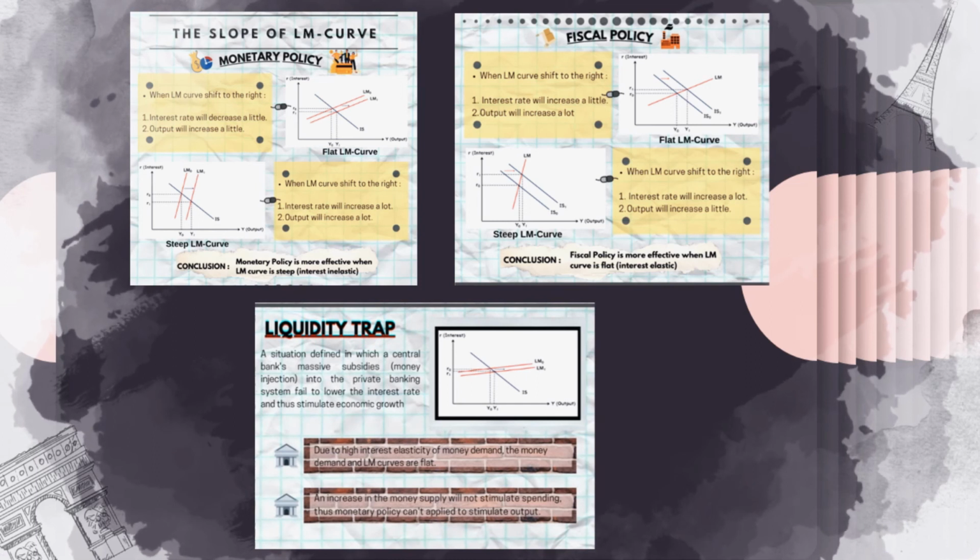So now we will proceed to the liquidity trap. What is a liquidity trap? A liquidity trap is a situation in which a central bank's massive monetary injection into the private banking system fails to lower the interest rate and thus stimulate economic growth. Due to the high interest elasticity of money demand, the money demand and LM curve are flat. So, an increase in the money supply will not stimulate spending.